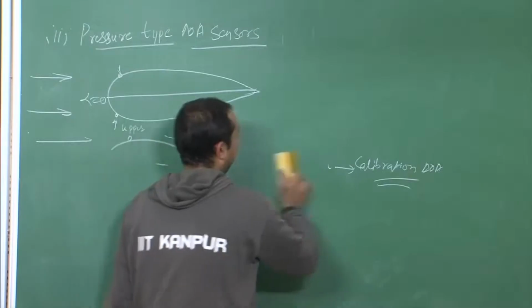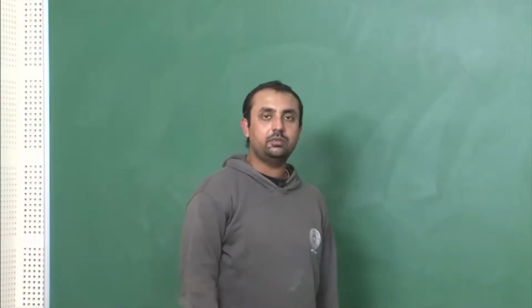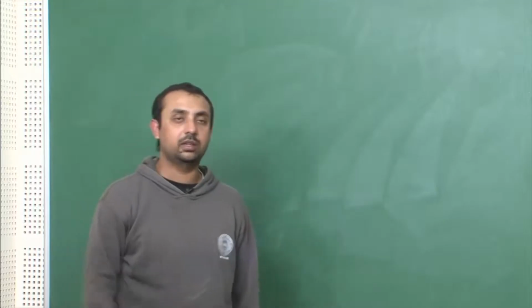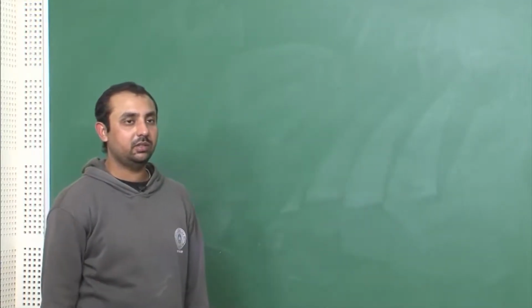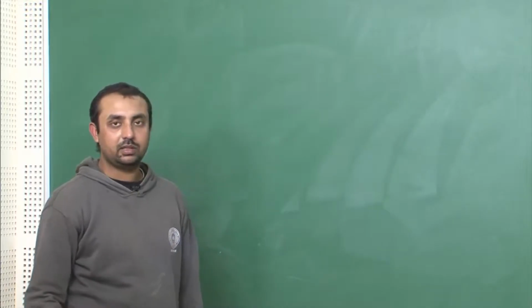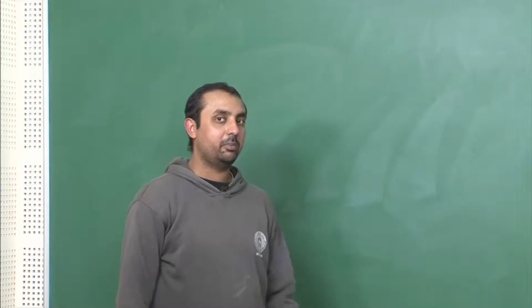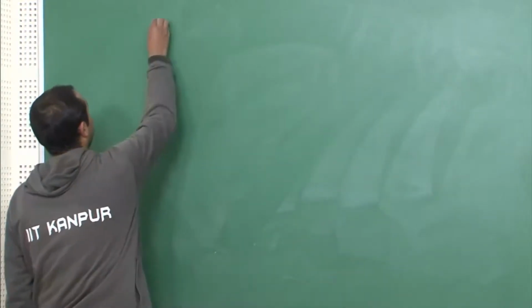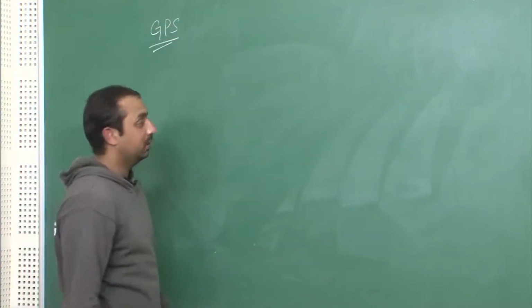Now one more type of sensor which I want to discuss is your GPS, because nowadays it has quite a lot of applications, starting from UAV operations to your smartphones. You have GPS everywhere and it's helping a lot of people. Now what is GPS? As all of you know, it is the global positioning system.